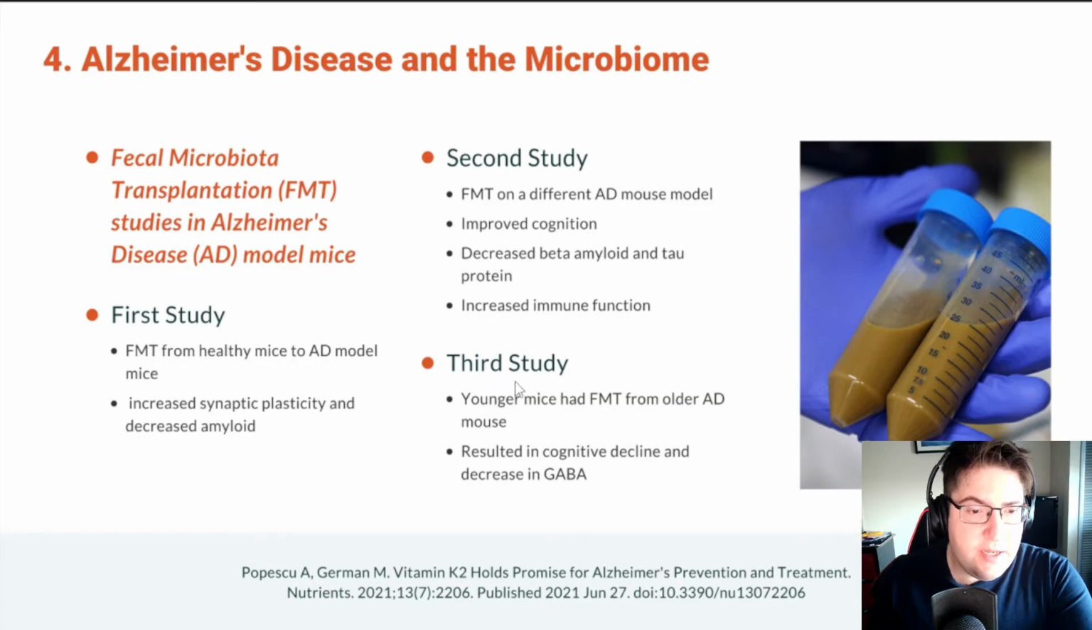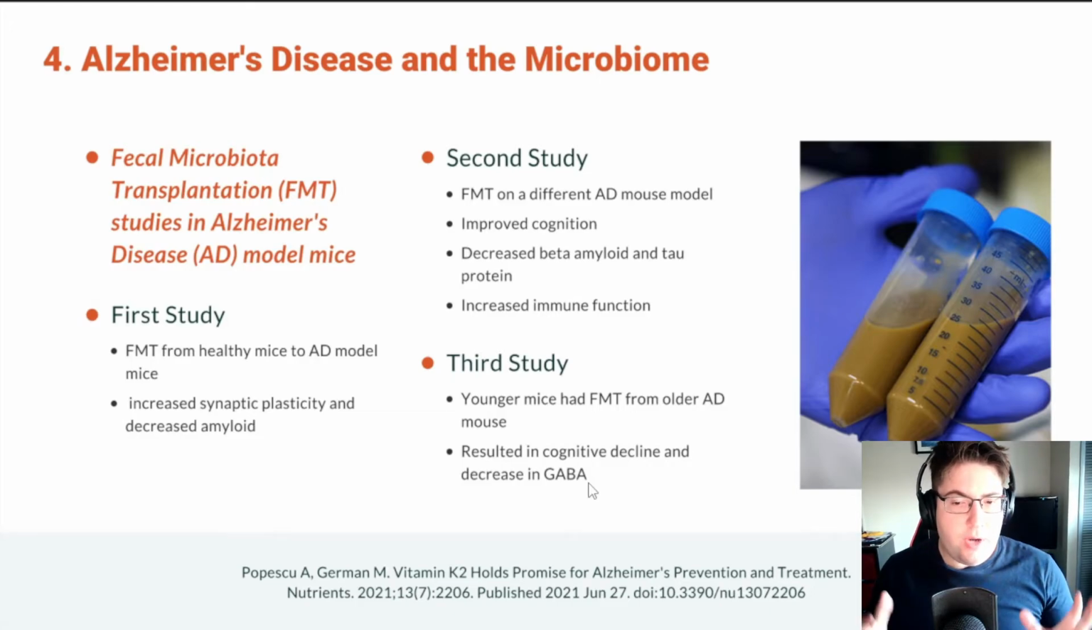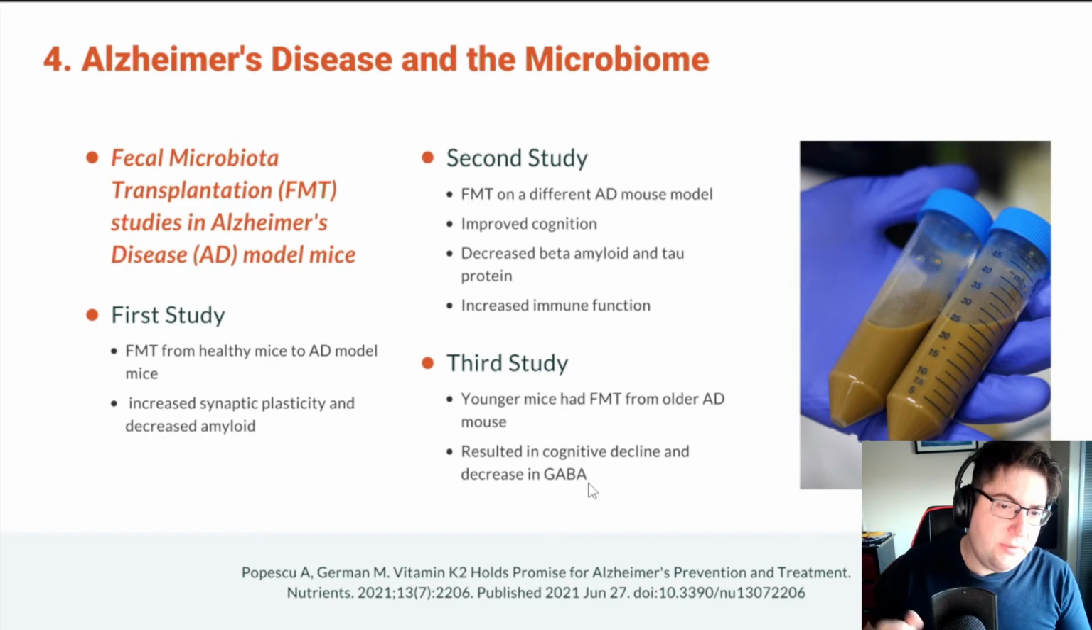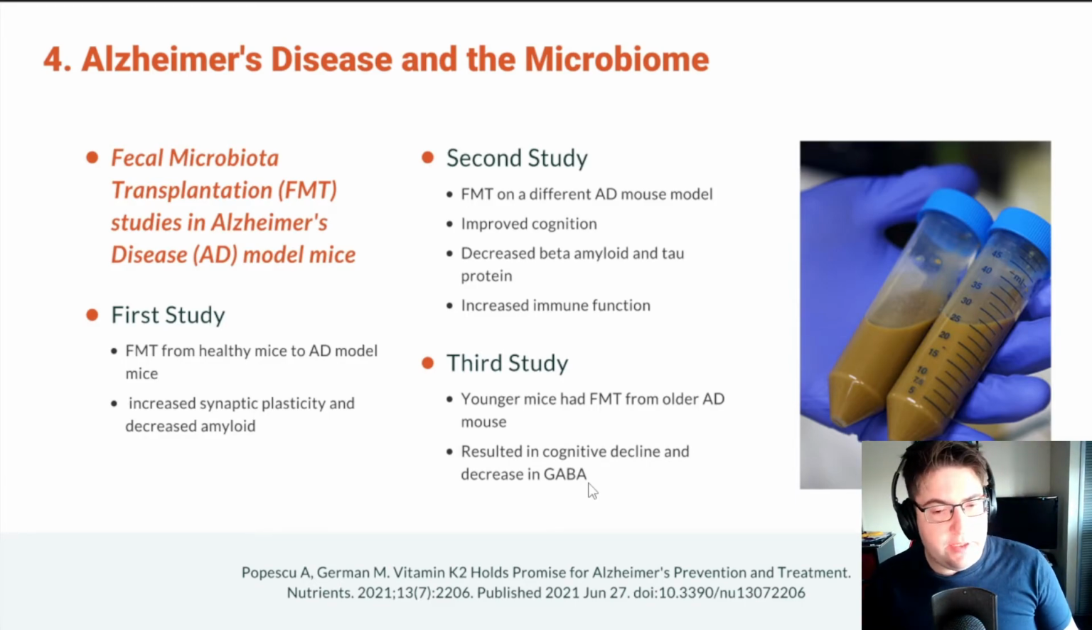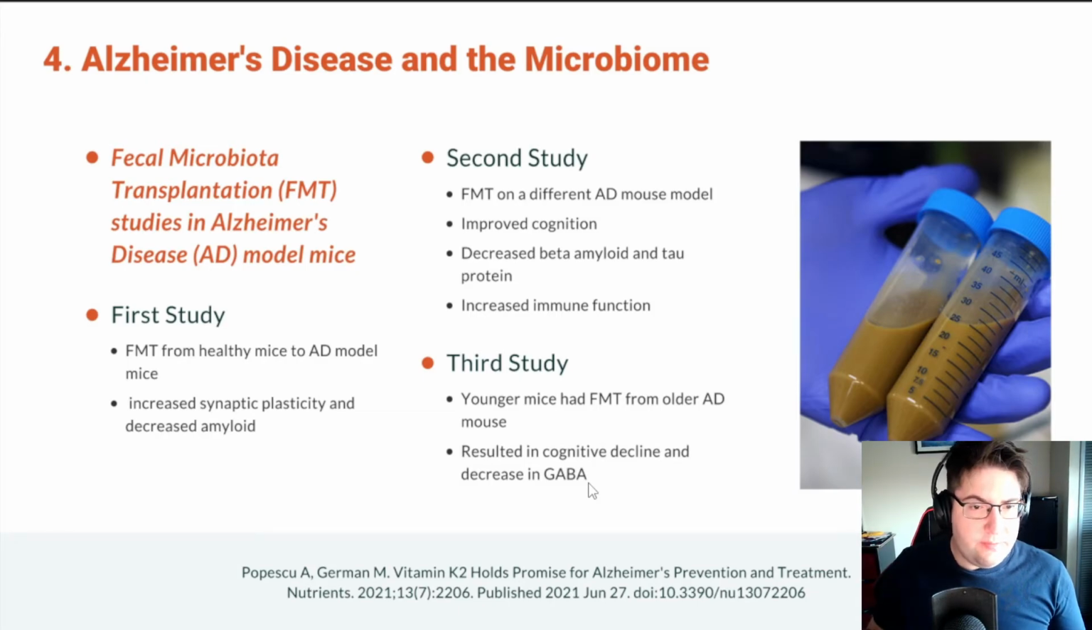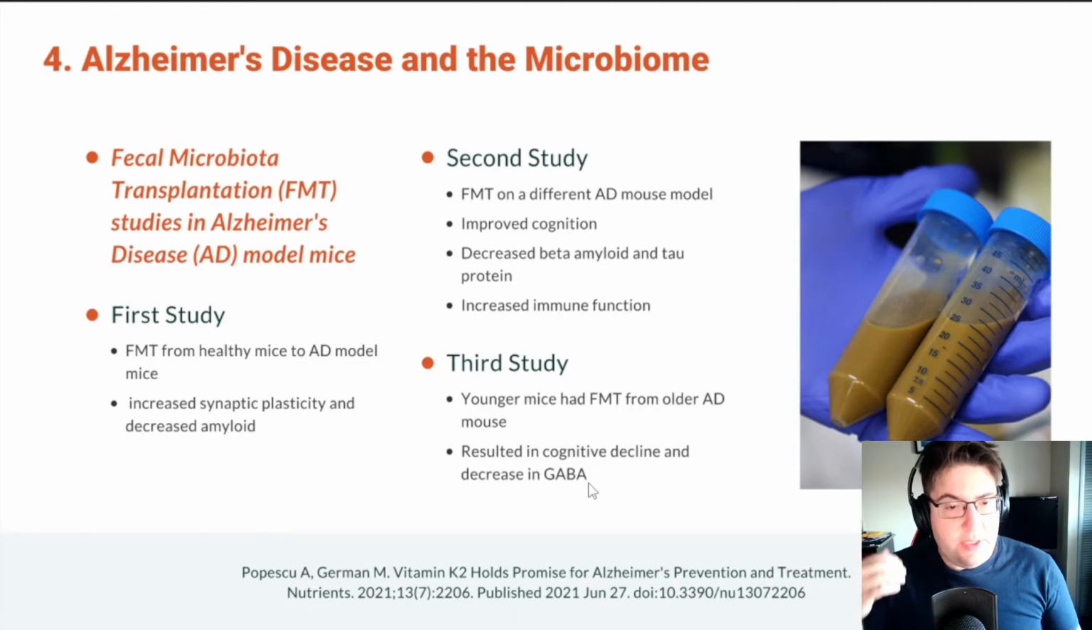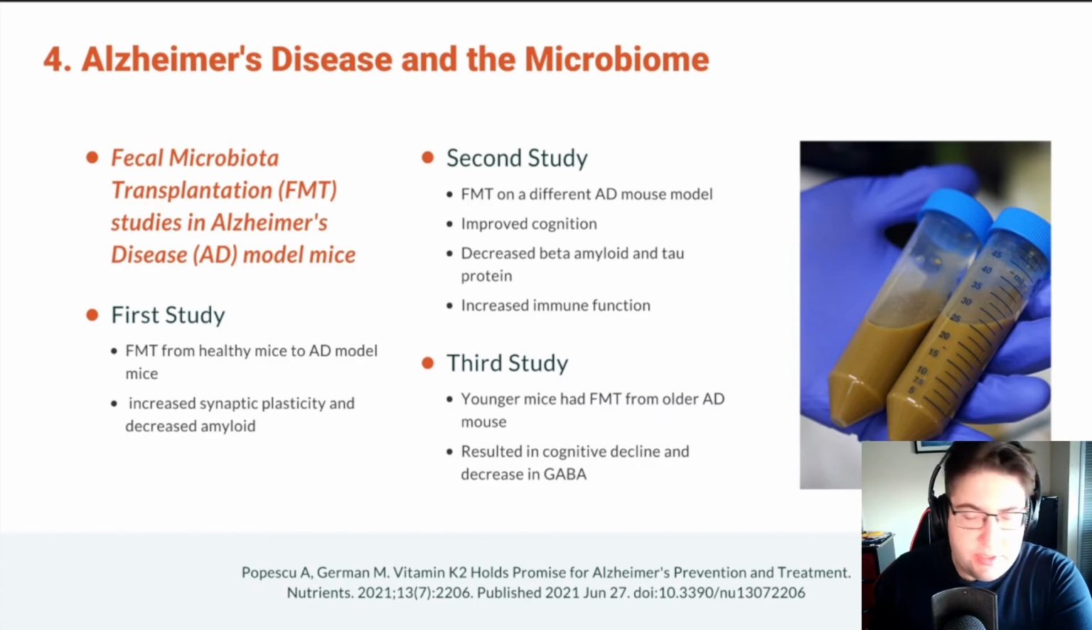And then in the third study, younger mice had a fecal microbiota transplantation from older Alzheimer's disease model mice. And what this did is it resulted in cognitive decline and a decline in GABA. Before that, I'll give you some background to understand this. How our brain works is that there's a balance between excitatory neurotransmitters and inhibitory neurotransmitters. The excitatory neurotransmitter is glutamate, and the inhibitory neurotransmitter is GABA, or gamma-aminobutyric acid. If there's a decrease in an inhibitory neurotransmitter, this means you have less inhibition, which is bad because this results in a cognitive decline.